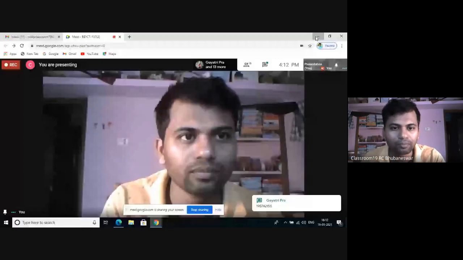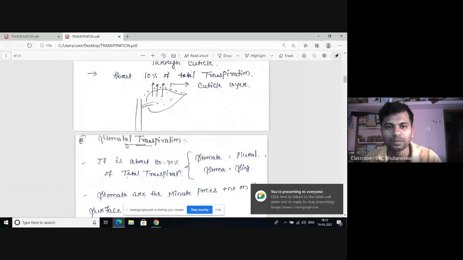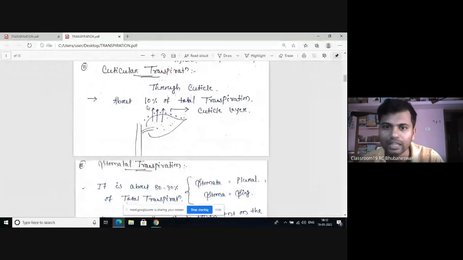And now next we come to stomatal transpiration. Here the cuticular transpiration is about 10% of the total transpiration.